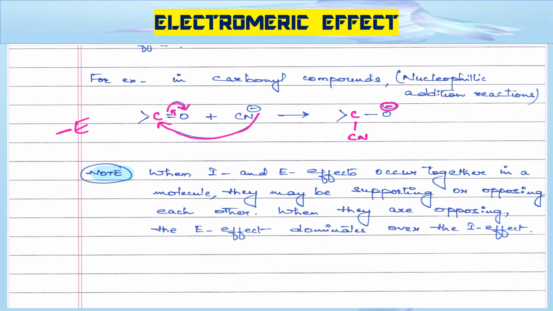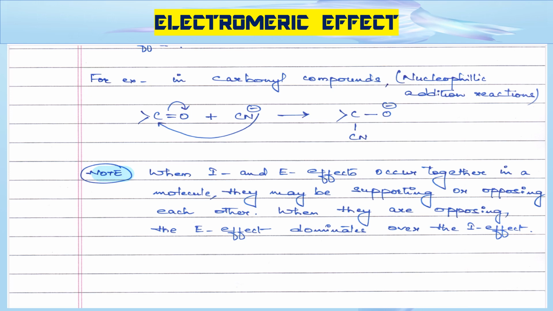Why minus E effect? Because in this case, the pi electrons are shifting away from the attacking reagent. In the plus E effect, the shifting was in this direction. In the minus E effect, the shifting is in the opposite direction, that is, away from the attacking reagent. So, this is all about the two types of electromeric effect, that is the plus E effect and the minus E effect.